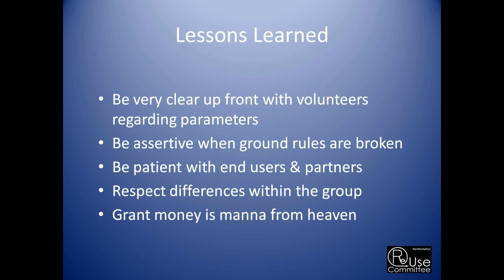Yeah. And then grant money is manna from heaven. If you can get some grant money from somewhere, you're in clover, because it is helpful. We've begun to fundraise to help offset some of our advertising costs, so that the DPW doesn't have to cough up money for print ads and newspapers, etc. But that's kind of slow going.